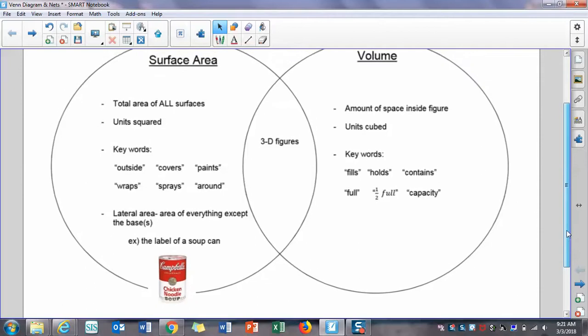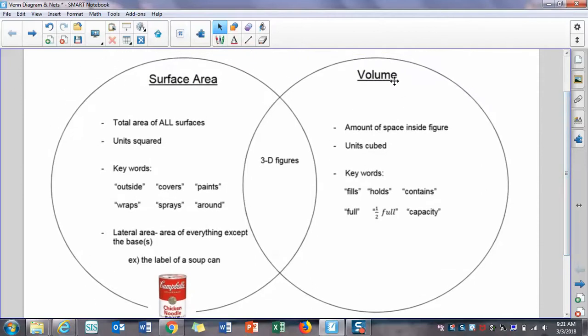Let's go ahead and look at volume. So looking at volume here, it's the amount of space inside the figure. So how much space is inside the three-dimensional figure, how much it occupies. So our units are going to be cubed when we write our answers. Keywords you want to look for when they're asking are how much it fills, holds, contains, full, half full, and capacity.